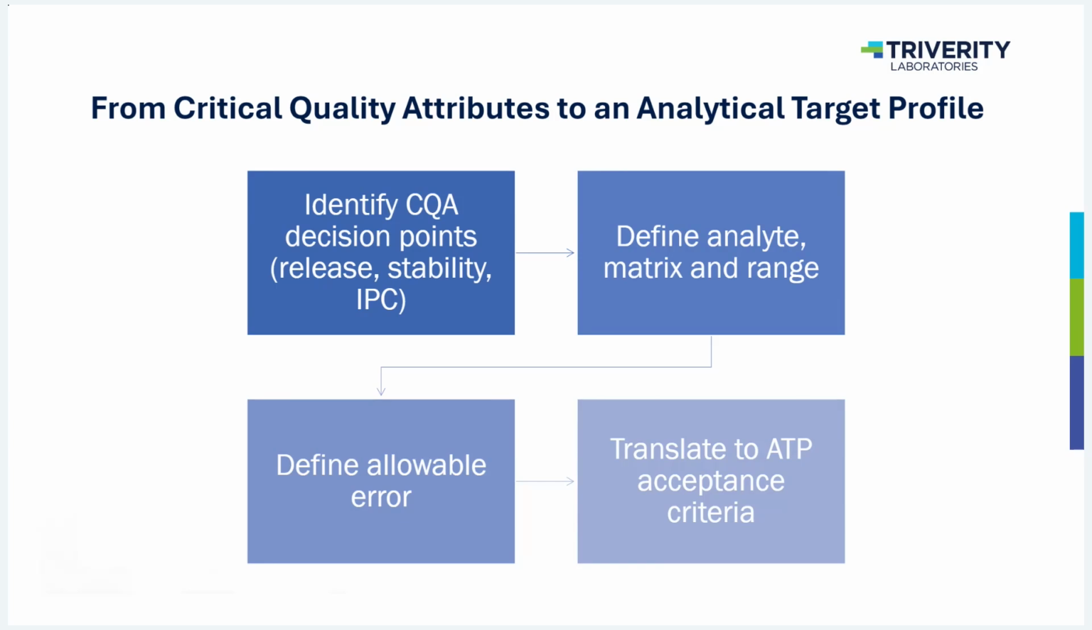Because then you can look at it and say, okay, well, I know based on the specification what the allowable error in my method can be. If you're looking at an API method, an assay method for an API, and your specification range is 99 to 101, or 98 to 102, your method error better be pretty tight, right? So then you take all of that and you translate it to your analytical target profile. What is the criteria that the method has to meet, right?